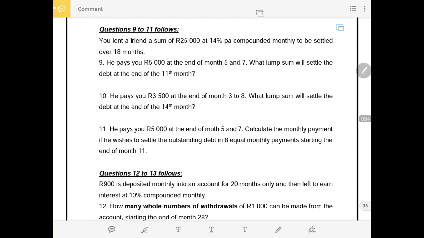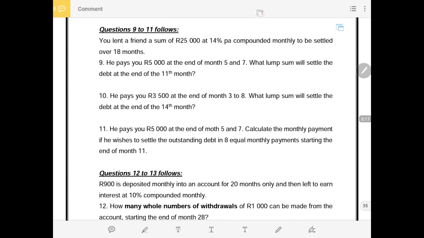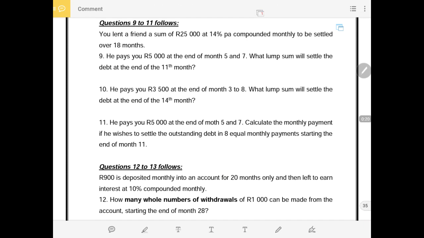We now come to question 9 to 11. We previously dealt with questions from question 2 up until question number 8, and there were annuity types of questions calculating the present value of an annuity. Now in this case, we are dealing with something that is slightly different, but the concept of present value of annuity is still applied. Now let us go through this.